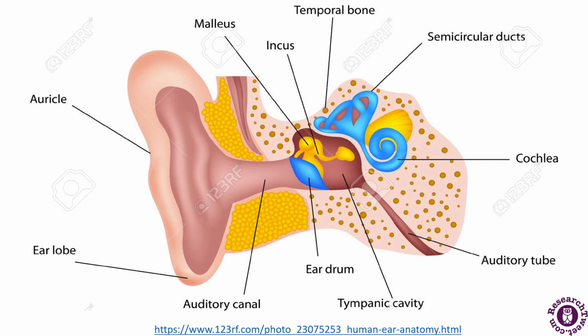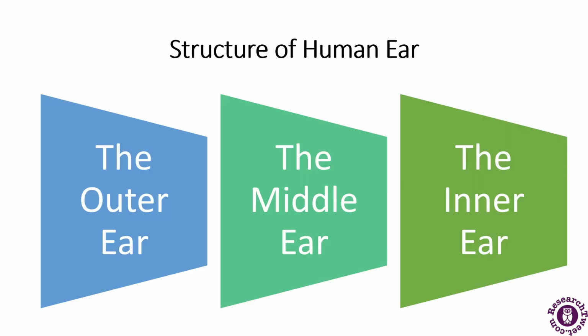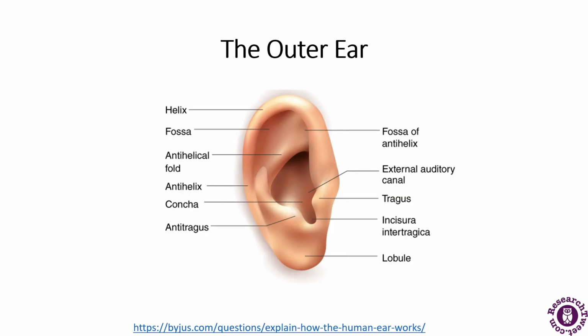As you can see here, this is the diagram of the ear. The ear is divided into three parts, that is the outer ear, the middle ear and the inner ear. Now we will be discussing each of these parts in detail. First we will be starting with the outer ear.